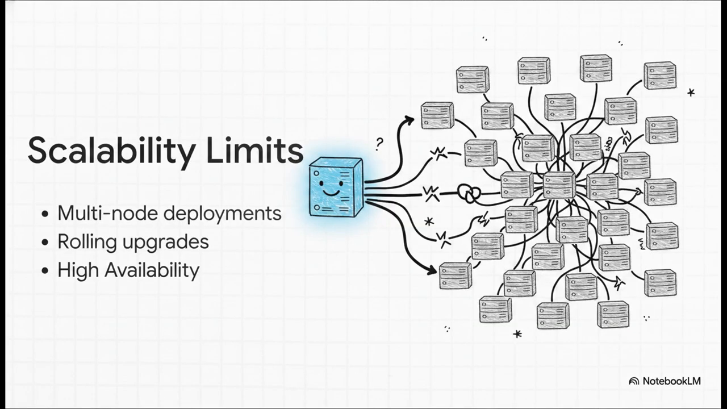Beyond the security aspect, we also have to talk about scalability limits. ODS relies heavily on Docker Compose. And look, while Compose is absolutely fantastic for single-node home labs and dev environments, it becomes a distinct architectural bottleneck if you ever attempt to scale ODS into multi-node deployments, or if you need rolling zero-downtime upgrades, robust service discovery, or true high availability. Right now, it is very much a single-machine appliance.